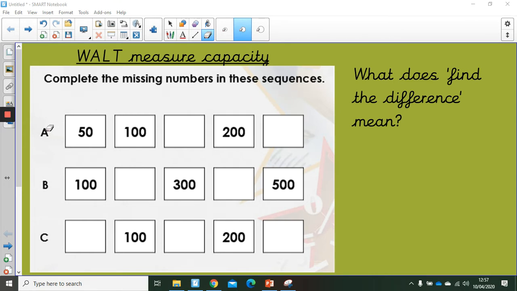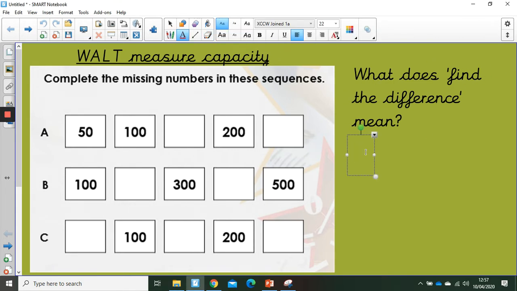Let's have a look at this first one, A. We can see that the numbers are increasing. Let's see if we can work out by how much. First of all, what does find the difference mean? It means to subtract or to take away.